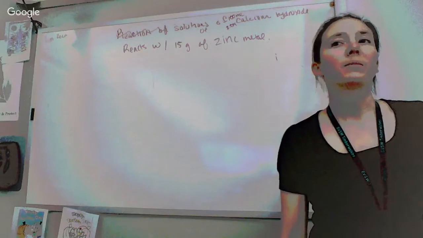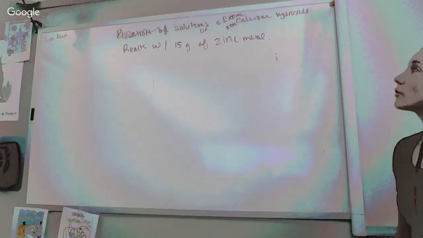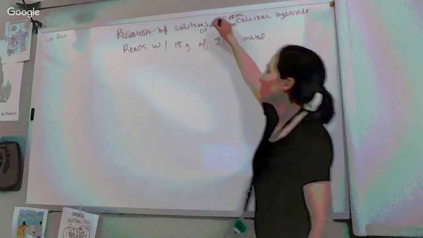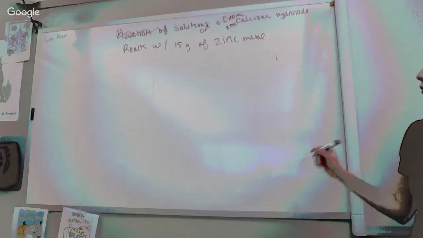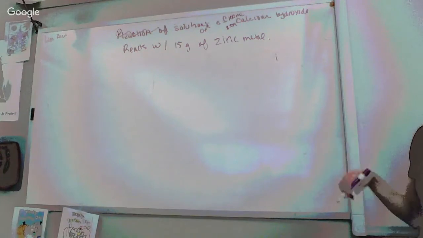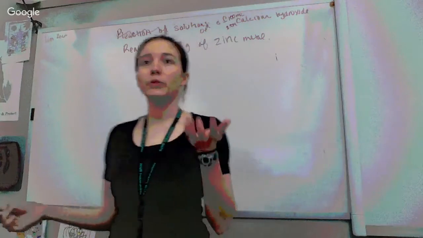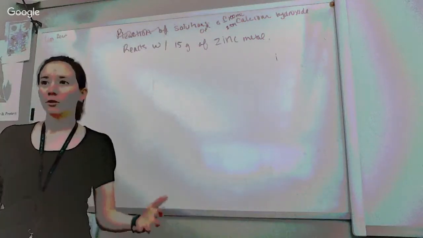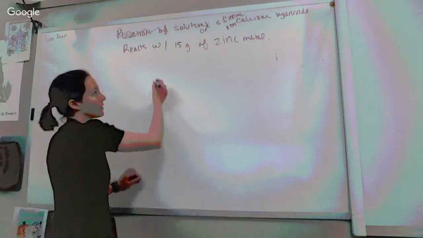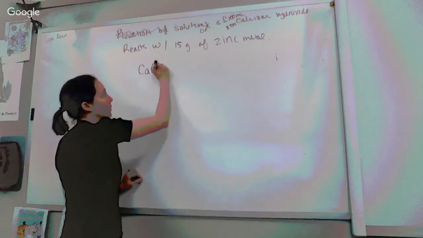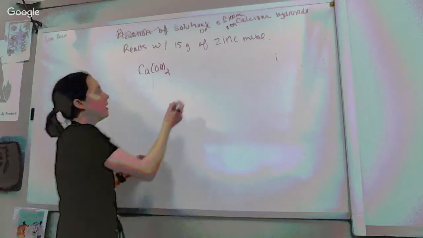So I made this problem up. I was going to do 2 solutions and then I switched it. A solution of 100 milliliters, 2.5 calcium hydroxide reacts with 15 grams of zinc metal. So the first thing you have to do is write your equation. We're going to do it as a balanced net ionic equation, mostly just because we want to practice that. You would probably be fine to solve this problem not as a net ionic equation.